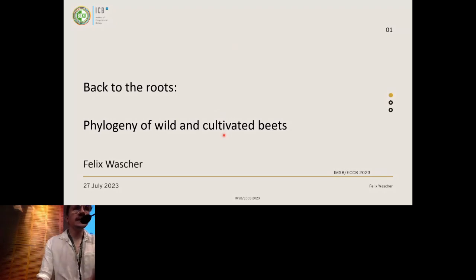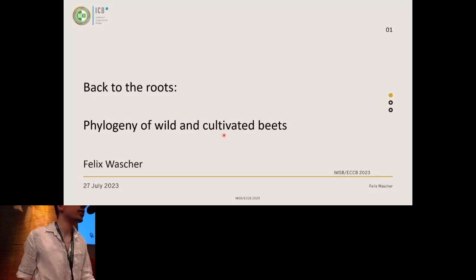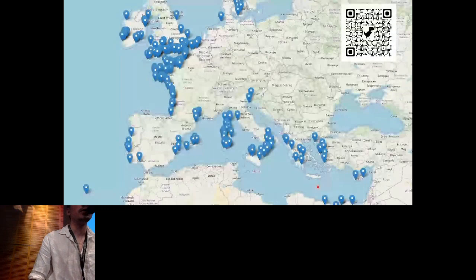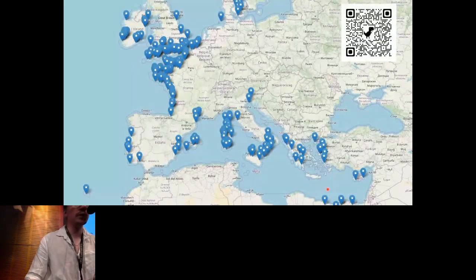For the sea beets, this is a representation of the sampling locations of all the beets. You can basically see that we sequenced beets from all over the European coast. We sequenced the Mediterranean coast, the Strait of Gibraltar, and all of the Atlantic coast. We also have this as an interactive interface. If you scan this, you get to our website and you can hover over all of the plant points, and you get more information about all the plants that we sequenced.